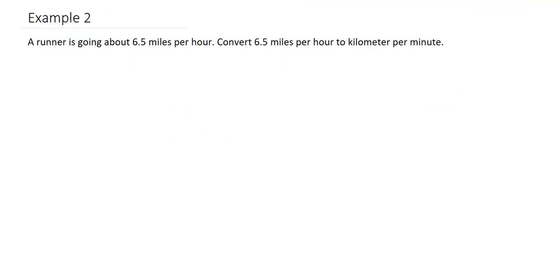Example 2. A runner is going about 6.5 miles per hour. Convert 6.5 miles per hour to kilometers per minute. So we can see that we're going from miles to the metric system here. And then we're going to go from hours to minutes. So let's go ahead and kind of map this out, because miles to kilometers is going to be a little bit of a map to get there. Like we're going to create like a road map, as we call it.